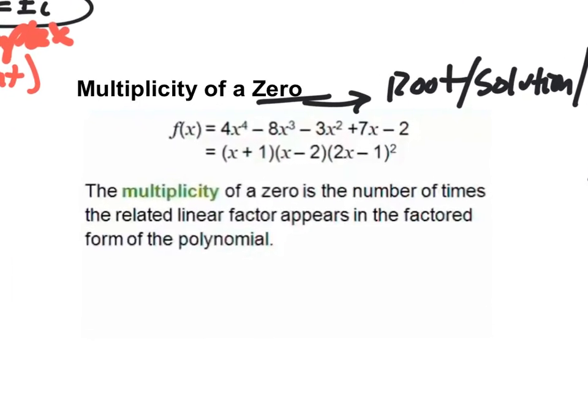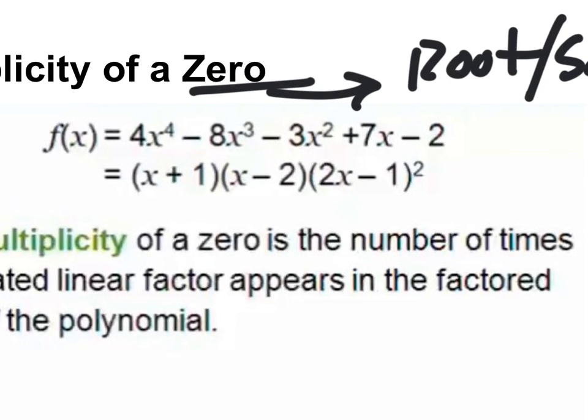When we say multiplicity of a zero, it is the number of times the related linear factor appears in the factored form of the polynomial. It all deals with your exponent. Because you have an exponent of 1 here, my multiplicity here is 1. My multiplicity here is 1. But because I have this factor twice, my multiplicity is 2. Okay, and that's what that means.